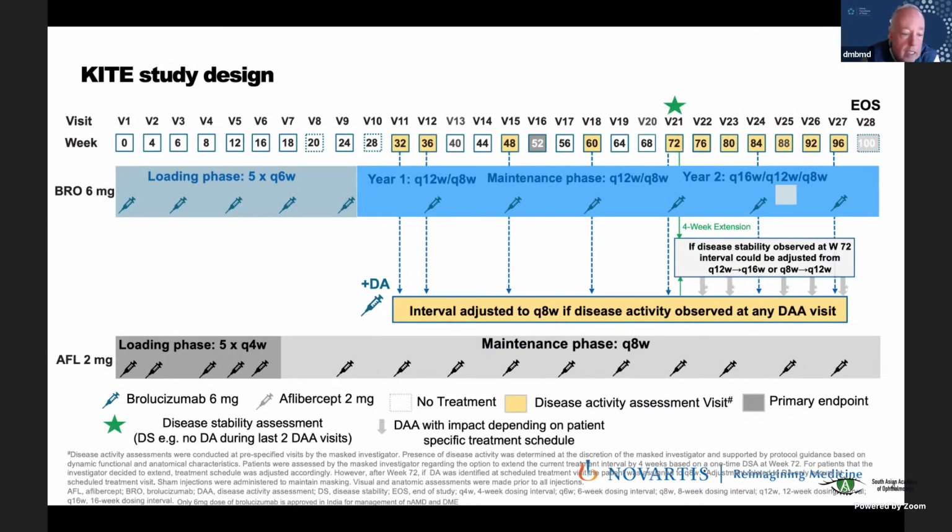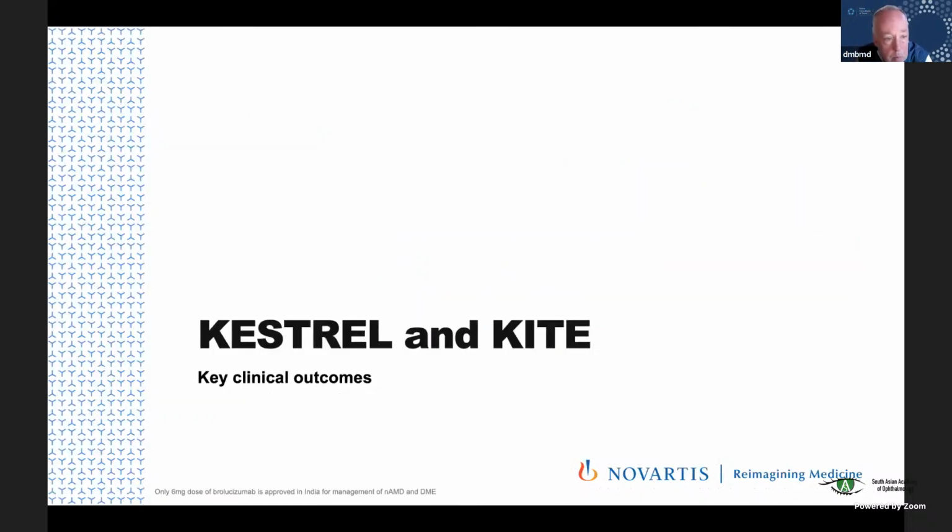In Kite, there was only brolucizumab 6 milligram compared to aflibercept. So really the only difference was that there was no 3 milligram arm of brolucizumab in the Kite arm. Again, intervals adjusted to Q8 if there was disease activity. Then from 72 weeks on, stability could be increased to 12 weeks and then 16 weeks.